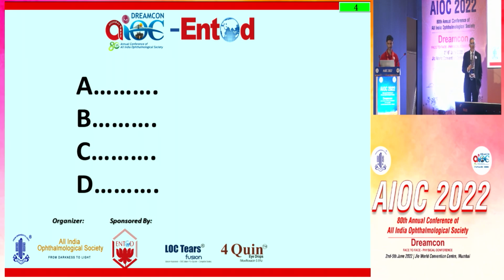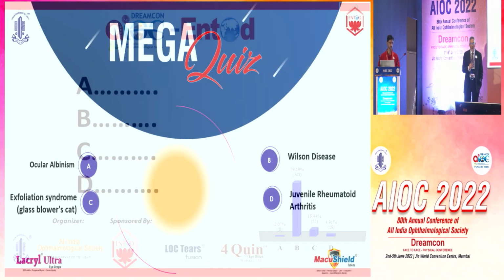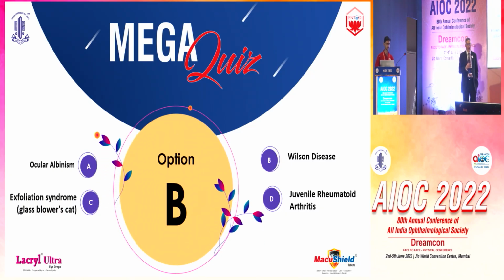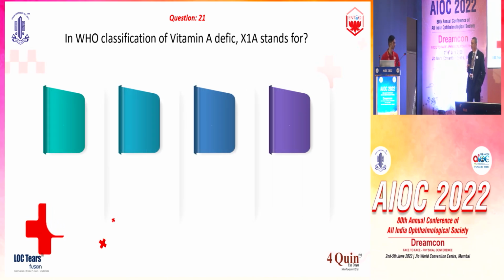So sunflower cataract has been typically described with only one of these entities. And almost all of you got that right, which is B. 80% of you got that right. Absolutely right. It's Wilson's disease in which it is typically described as a sunflower cataract. Next. Sorry, can we have the leaderboard?